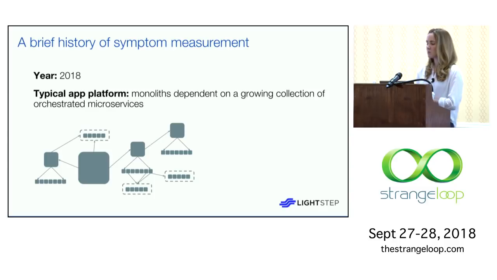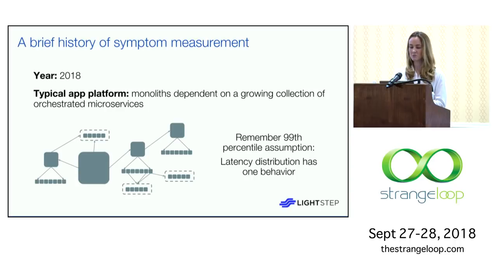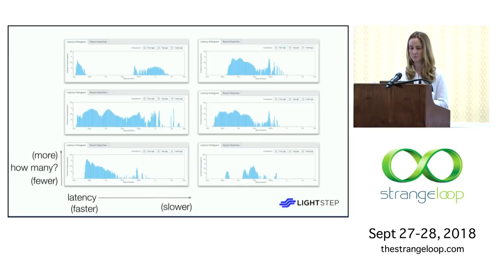Now, fast forward a couple more years, we're in 2018, and what applications typically look like is there's probably still some monolith somewhere that has a bunch of the functionality, but it's relying on an increasingly large number of microservices to do its job. And the reason why this changes the way we think about performance is because there are now a lot more behaviors that can happen in your system. Going back to that assumption that the latency distribution has one behavior, that's very rarely the case when you have all of these services that are acting together to serve requests.